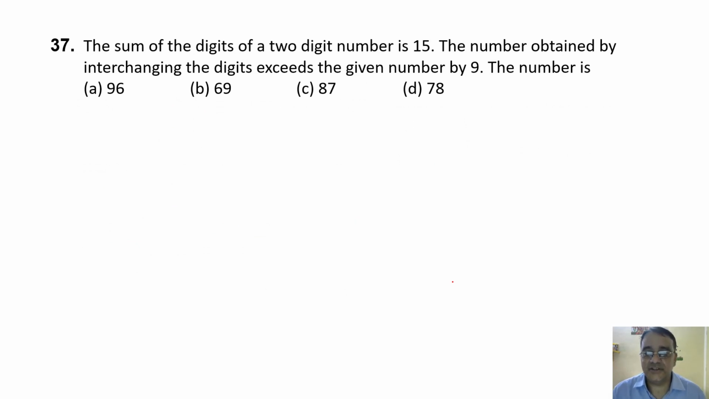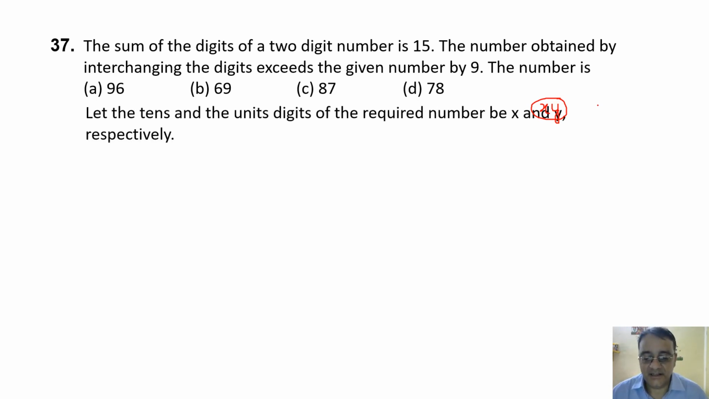The sum of the digits of a 2-digit number is 15. The number obtained by interchanging the digits exceeds the given number by 9. The number is dash. So let the tens place digit be x, okay, and unit place digit be y. So how will you write this number? 10x plus y. Very good. And the number is 10x plus y. If we reverse the digits, then what will you get? 10y plus x. Very good.